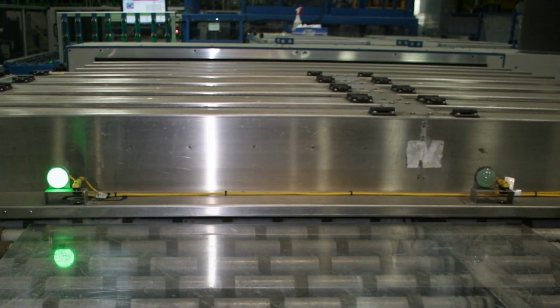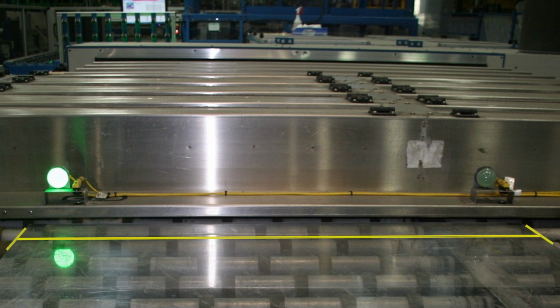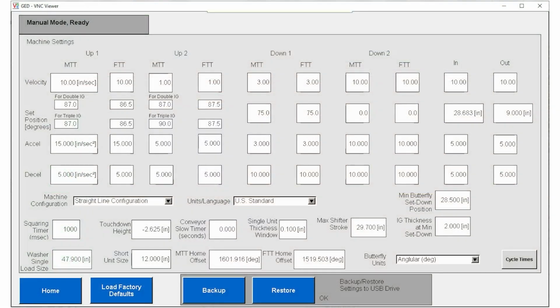At some point, a light will be wide enough to trip both sensors. The washer single load size parameter lets the program know that the trip of the second sensor is not a misload on the wrong side of the washer. The parameter named short unit size is used only for lines with an XY conveyor. Units narrower than this parameter must be rotated by hand before going through the oven and press.